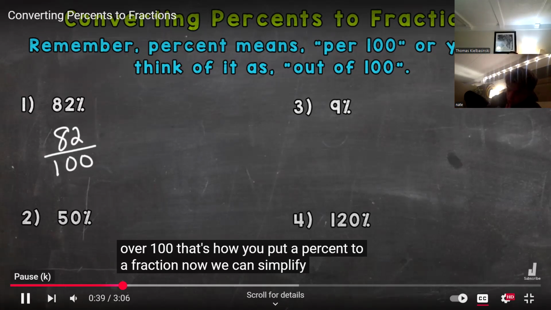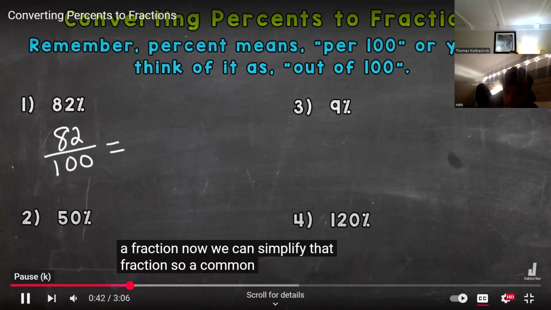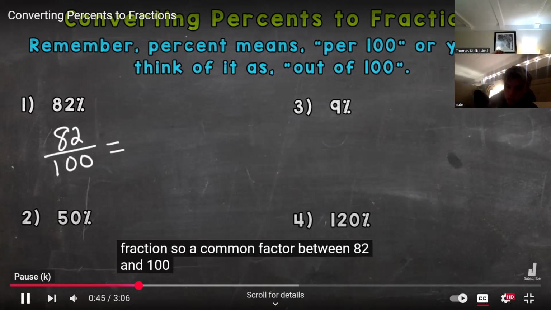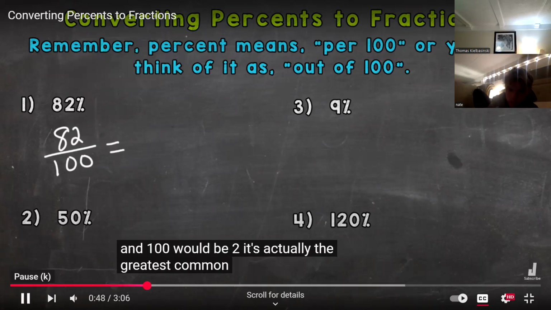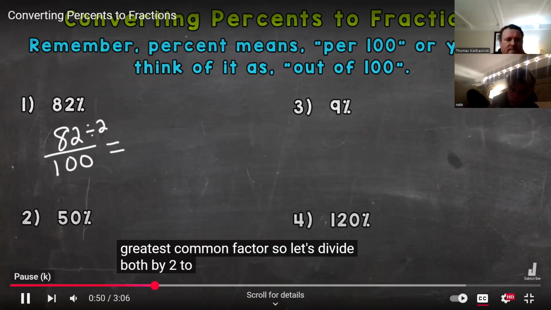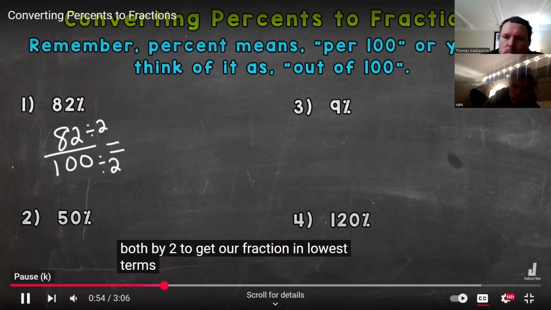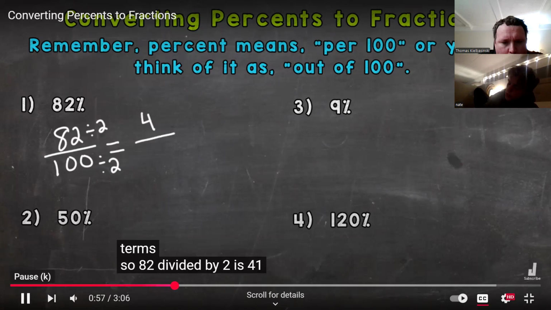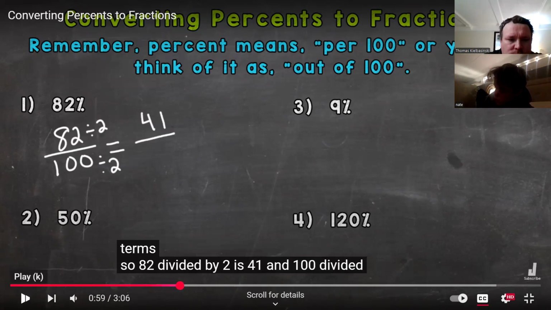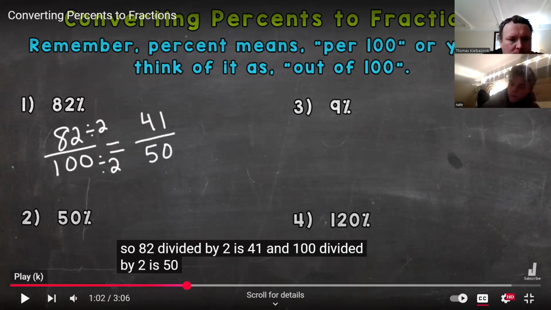So a common factor between 82 and 100 would be 2. It's actually the greatest common factor. So let's divide by 2 to get our fraction in lowest terms. So 82 divided by 2 is 41. Could you pause it real quick? And 100 divided by 2 is 50.